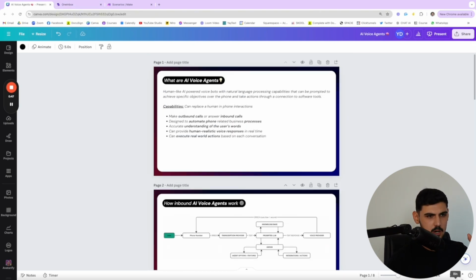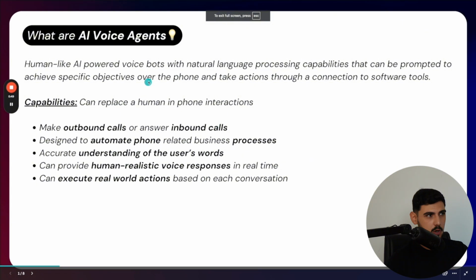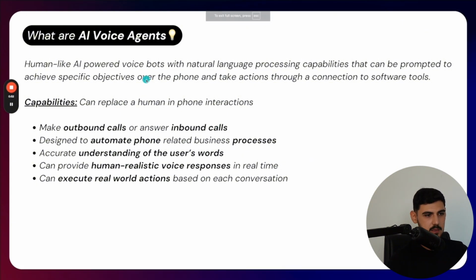So let's start out by explaining what AI voice agents are. And I guess the best way I like to view them is that they're human-like AI-powered voice bots with natural language processing capabilities that can be prompted to achieve a specific objective over the phone and take actions through a connection to different software tools.